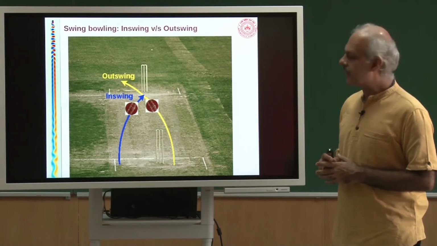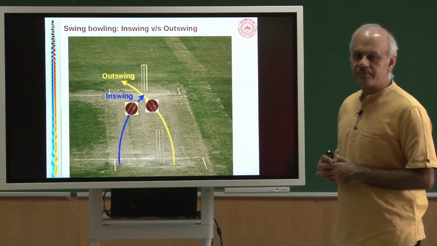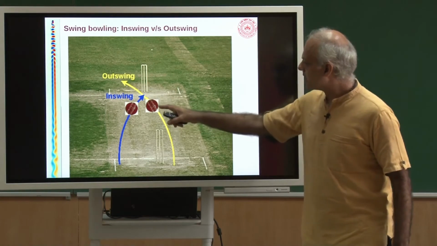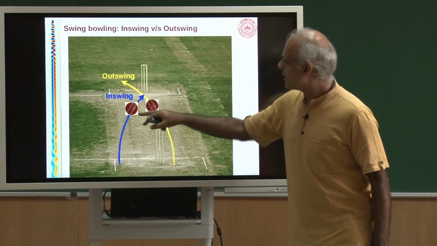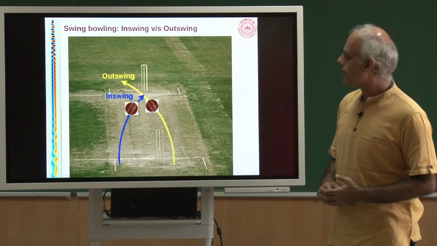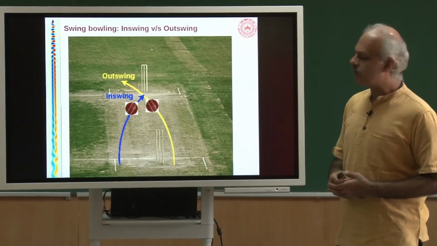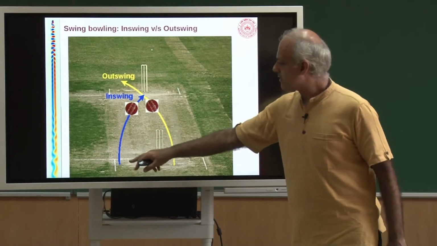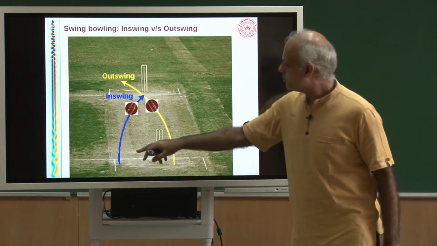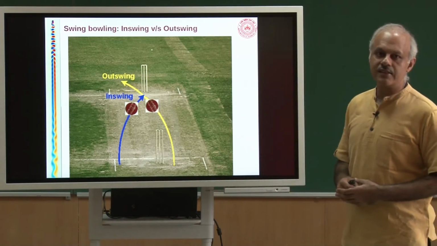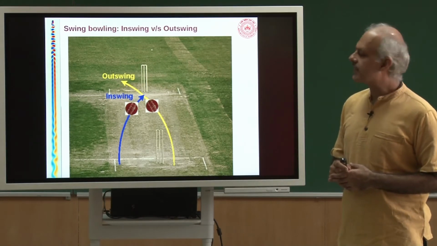In the conventional swing, the ball is always going to move in the air in the direction of the seam. You notice I have shown a small picture here, a cartoon. The ball is always moving in the direction of the seam. Okay. The yellow one is the trajectory of an outswing for the obvious reason, and this one is bowled a little bit wide of the crease, and it moves towards the batsman, so that's called in swing. But both are examples of conventional swing. The ball is going to move in the direction of the seam.